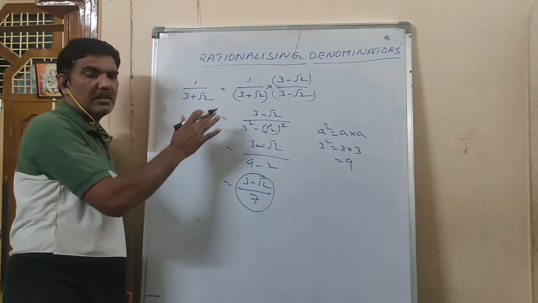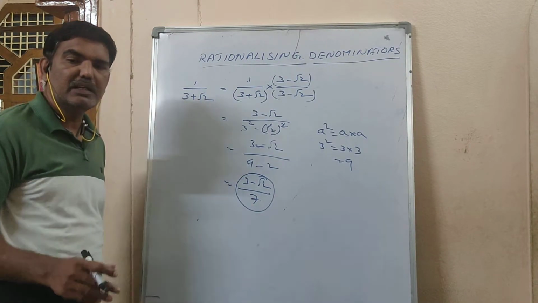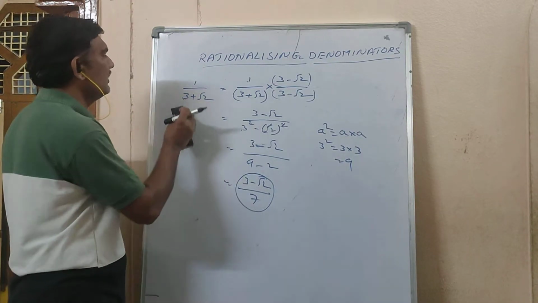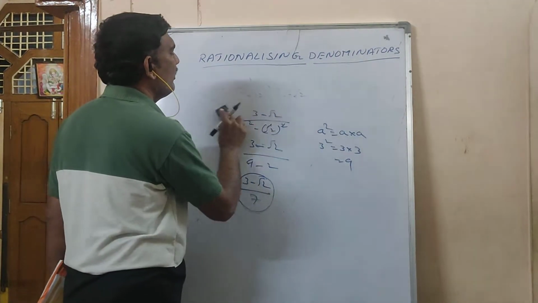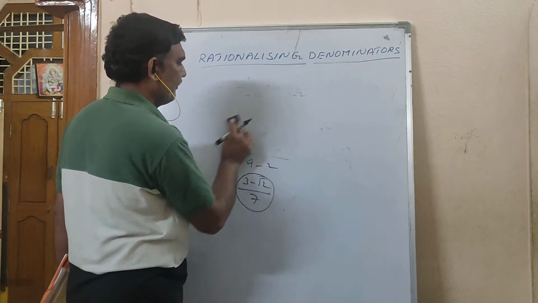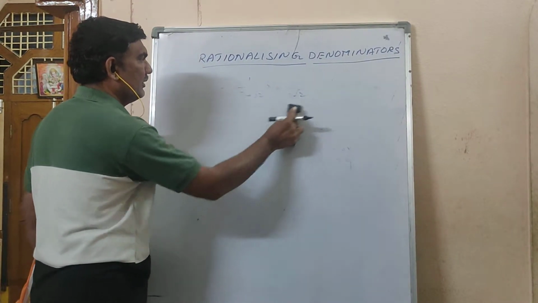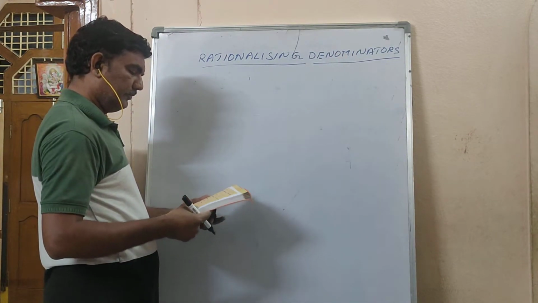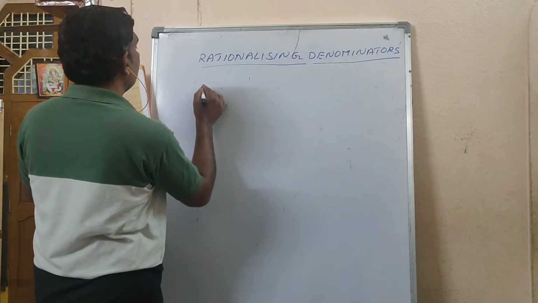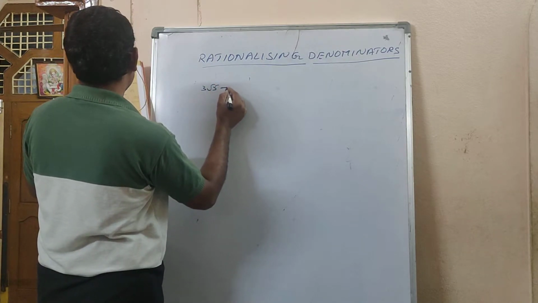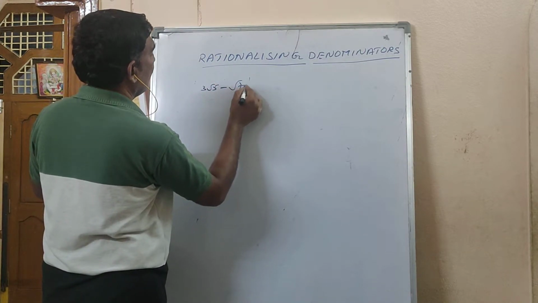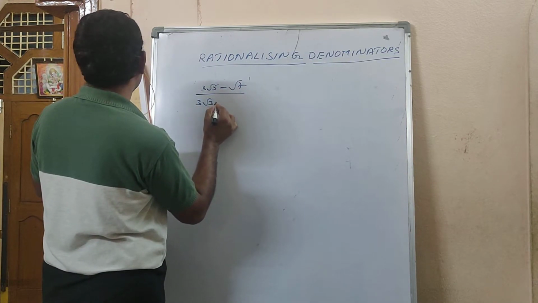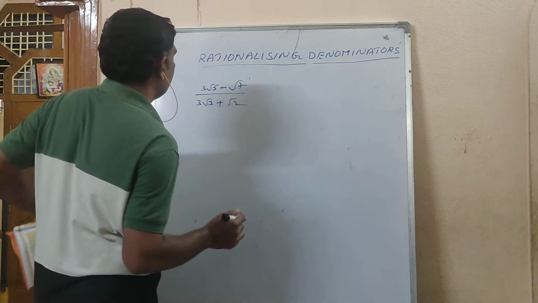So these are the important problems in 9th class: how to rationalize the denominators. Now, one more problem I will explain to you. The problem is 3 root 5 minus root 7 divided by 3 root 3 plus root 2.